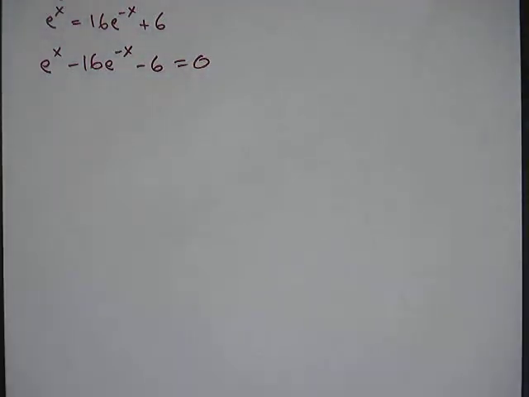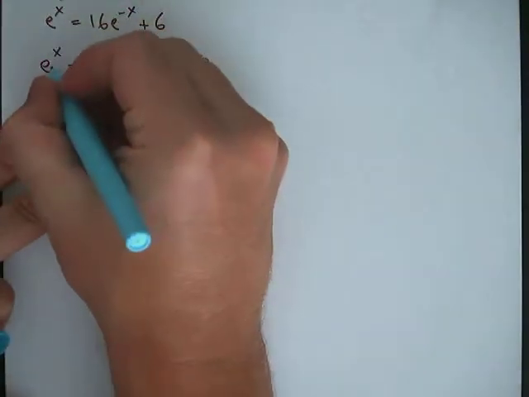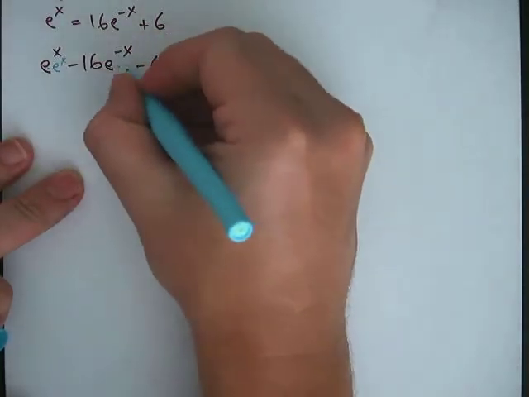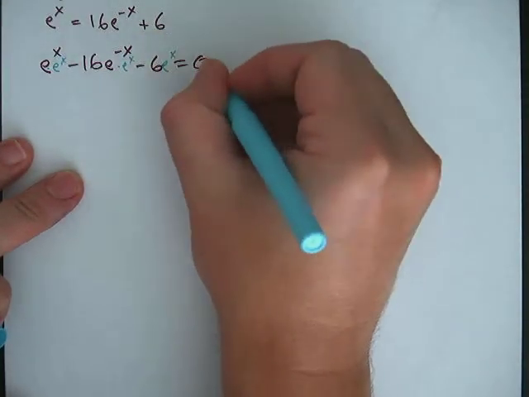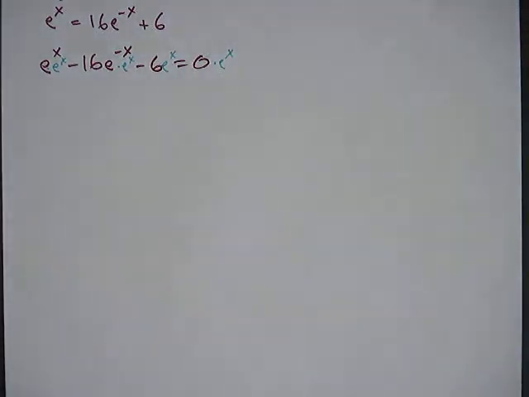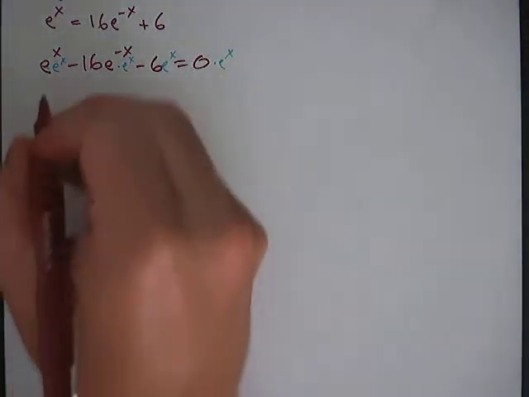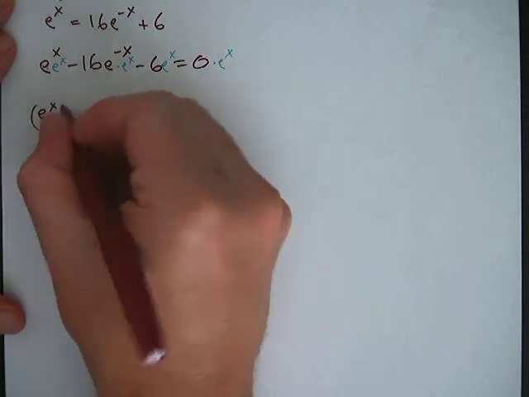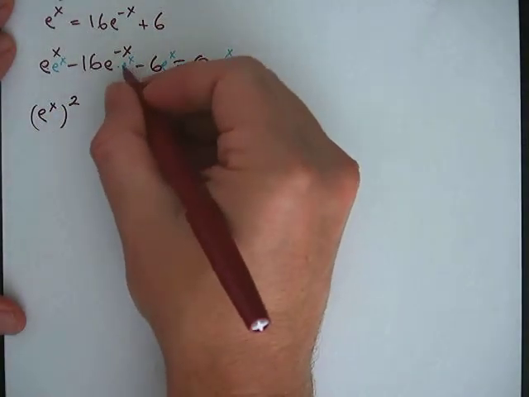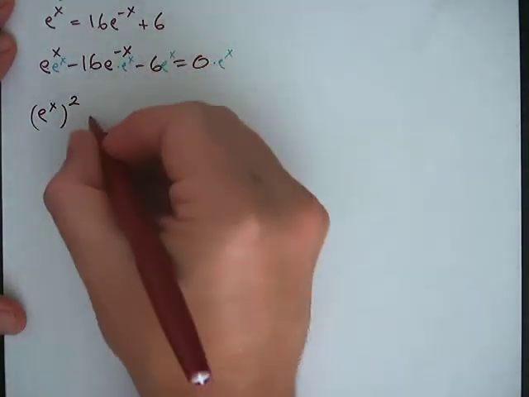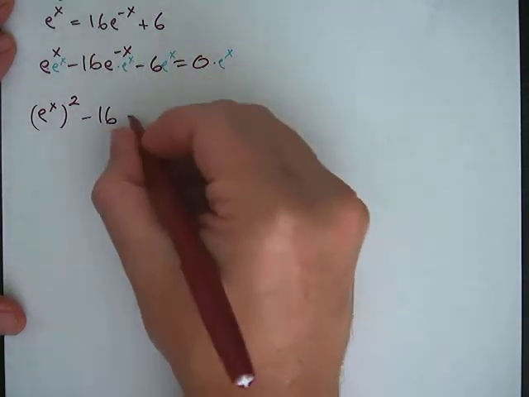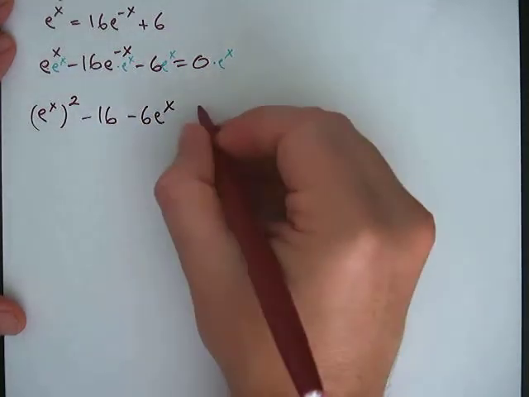Well, it's kind of tricky, but the best way to go about this is to multiply everything by e to the x, which gets rid of your negative e to the x term. So just multiply times e to the x on each term, and of course times e to the x on the 0. Not that it matters, it's still going to be 0. So this one becomes e to the x squared. This one, the e to the x's basically cancel out, and it leaves a negative 16. And minus 6 e to the x equals 0.